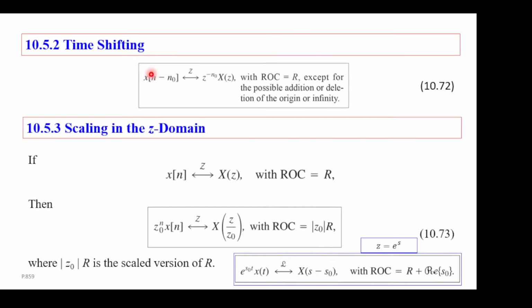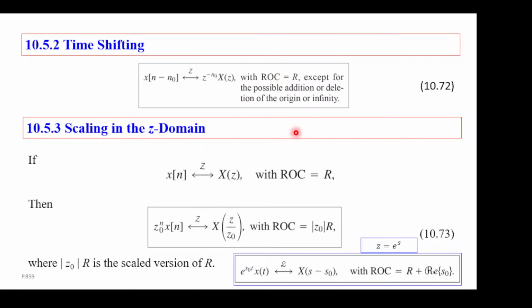Then the next one is time shifting, so we skip the proof. But I guess you can kind of see this from the Fourier transform. So you do some discrete time shifting on this x, so x[n] becomes x[n minus n0]. Then in the corresponding Z transform, you get this extra z to the minus n0 factor. So there's a z to the minus n0 times big X of z.